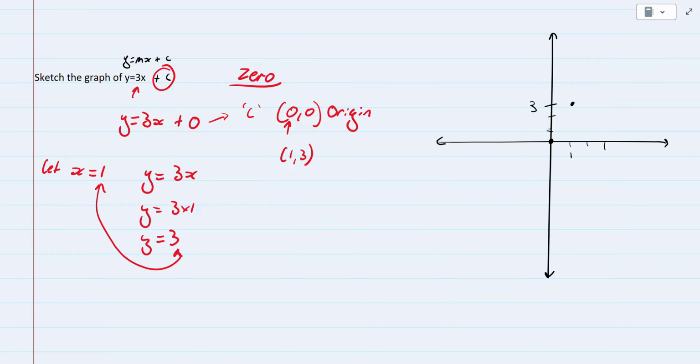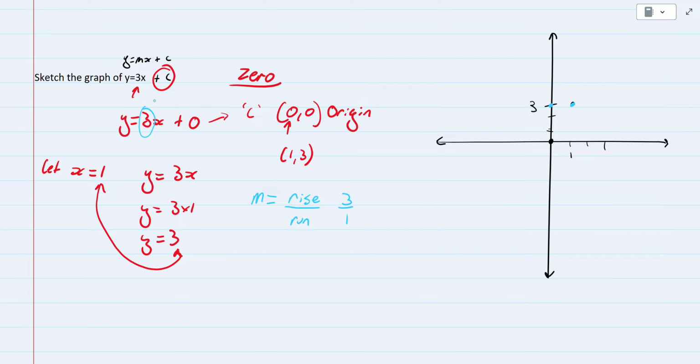The other way we can do it is if we have a look at the gradient. The gradient is 3. Remember, the gradient is equal to the rise over the run. Now, 3 is the same as 3 over 1. So we could, from our original point, move up 3: 1, 2, 3, and then run 1. And that's going to give us the same line. So there's two ways of doing it.